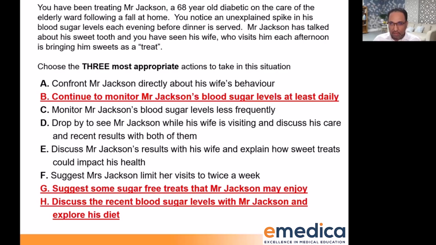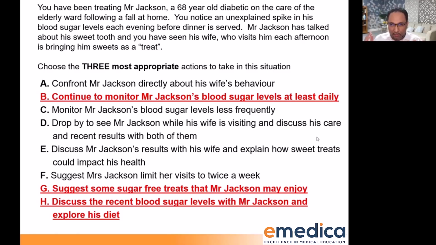And you're confronting him about someone else's behavior. He might have no control over his wife and her behavior. So this is a very inappropriate way to approach the situation. It shows a clear negative for one of the domains, and so it's clearly out. So A's out. Okay. What's wrong with C?